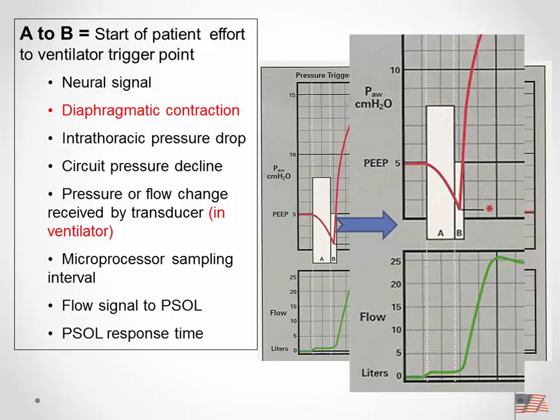What we see is basically going from the brain saying, I want a breath, to the diaphragm contracting, to the pressure being built up. That pressure is sensed within the circuit. When it reaches back to the transducer within the ventilator, depending upon the sampling interval, it generates flow to the proportional solenoid, and then the solenoid has a response time also. So there's a delay before the trigger actually starts in a conventional ventilator.